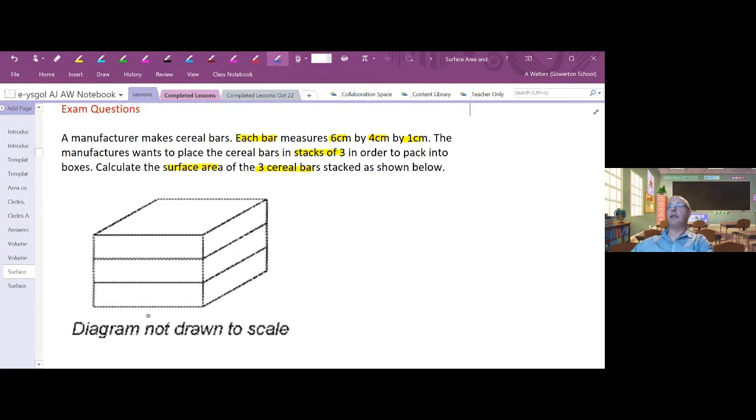So I'm going to say the distance across is 6 centimeters. You may have chosen another distance back here to be 6. I'm going to call this 4 centimeters and you may have called it 6. But this is important. The height is not 1 centimeter tall, it's 3 centimeters tall because we've got 3 boxes stacked on top of each other, as it says there, stack of 3.